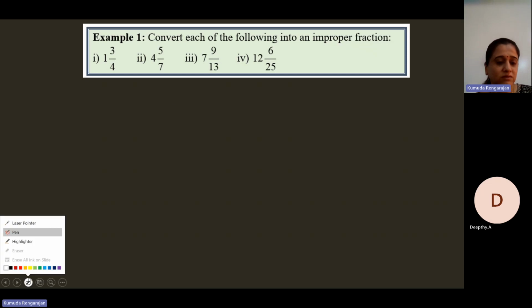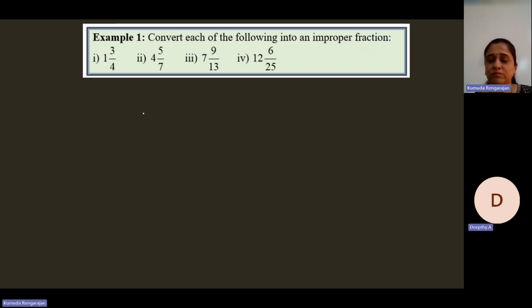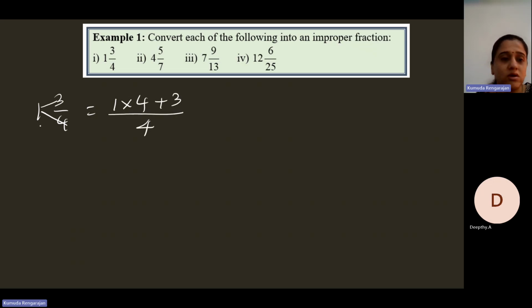Now we're just recalling. I'll tell you when you have to write. So the first one, convert the following to an improper fraction. How do you do it? 1 3 by 4 is equal to, you need to multiply, right? 1 into 4, plus 3, divided by 4. This one you should multiply, then plus 3, divided by 4. So 1 into 4 is 4, 4 plus 3 is 7, 7 by 4, correct?